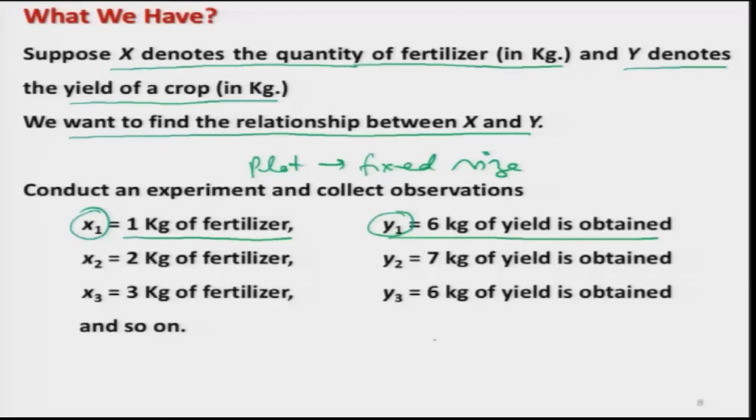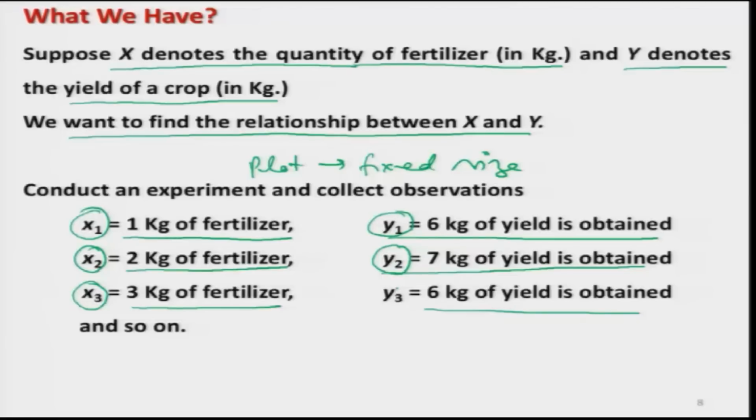Similarly, I repeat the experiment, and on a plot of the same size I put 2 kilograms of fertilizer. This quantity will be denoted as x2, which is the second observation on x. Then after some time suppose we observe that 7 kg of yield is obtained. So, the value of y for the second observation is denoted as y2, and similarly I can keep on repeating. For example, I can take 3 kilograms of fertilizer, denoted by x3, and then we obtain 6 kg of yield, suppose, and this value is y3.